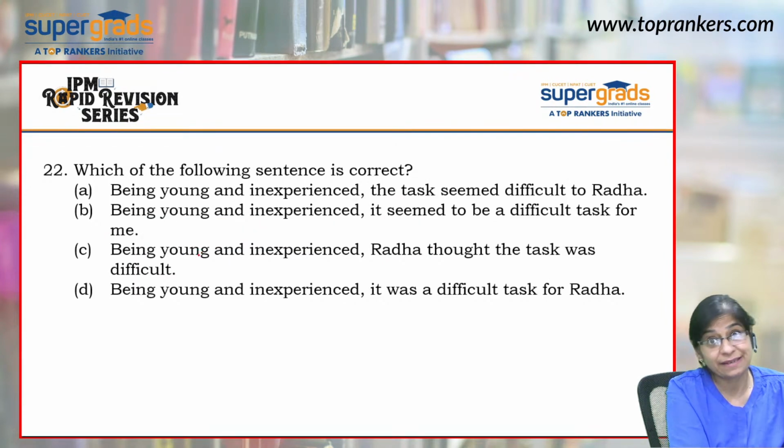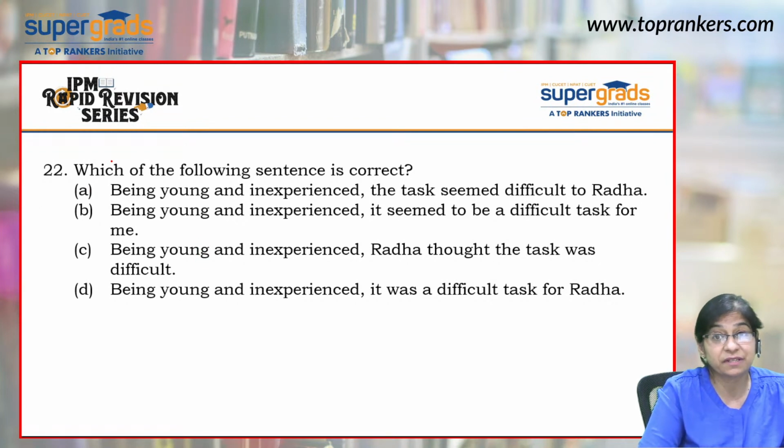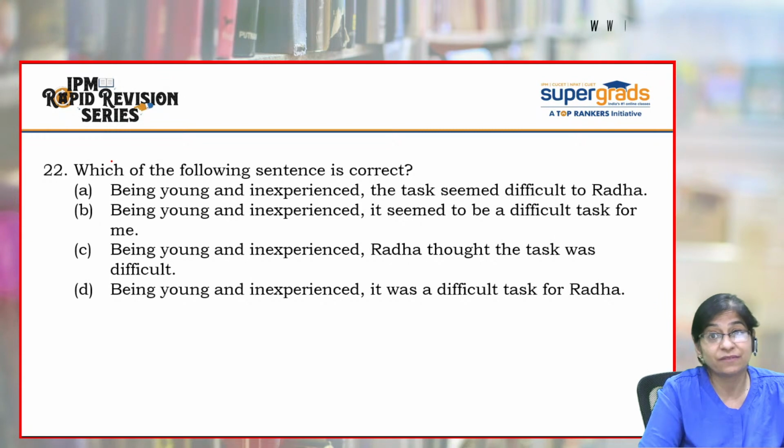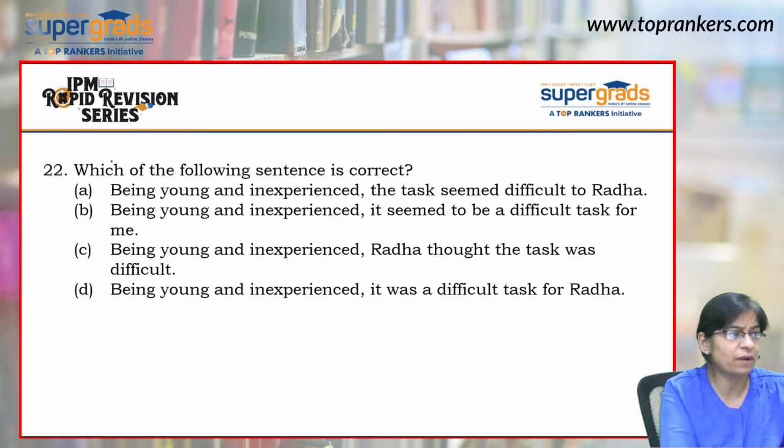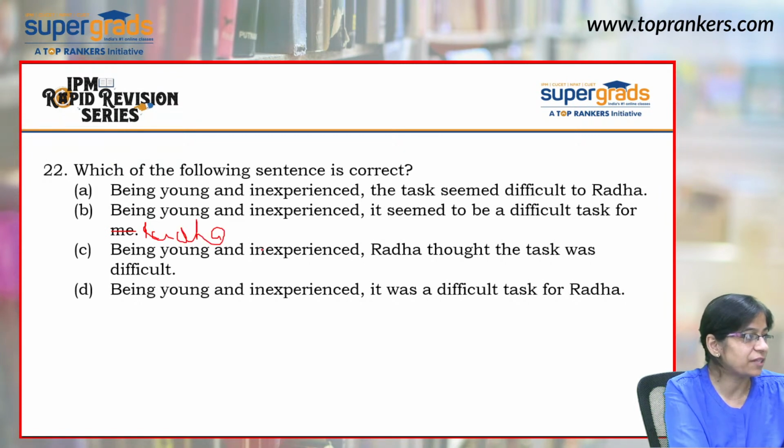Which of the following sentences is correct? Being young and inexperienced, the task seemed difficult to Radha. Being young and inexperienced, it seemed to be a difficult task for me. I guess I'll change it to Radha. Let's see, Priyanshu. Yes, your answer is right for the previous one.